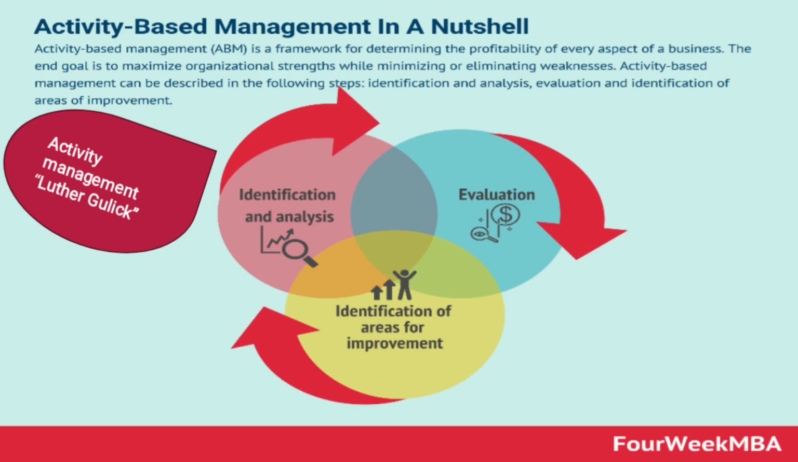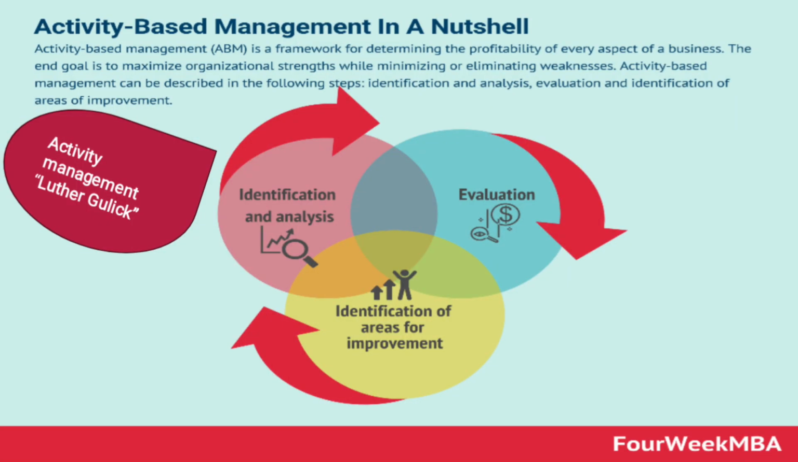Activity based management, ABM, can be described in the following steps. Number one is identification and analysis. We have to identify, and we have to analyze. There are two things, evaluation and analysis. What are the differences? In evaluation we just differentiate right and wrong. Like in epidemiology we study two things, analytical study and experimental study. In an analytical study we just study superficially, but in an experimental study we go deep, we are physically experiencing those things.